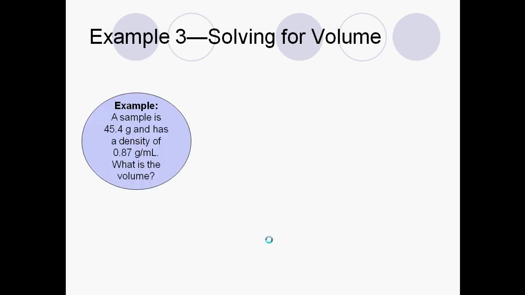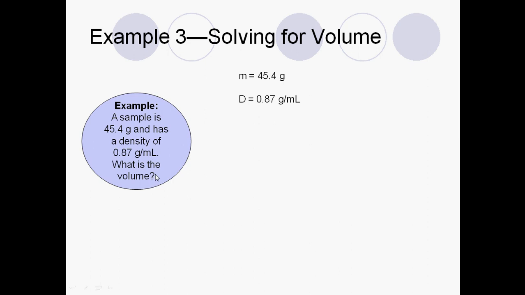Third example, we're going to be solving for volume. So here it says a sample is 45.4 grams. We know that's our mass. Has a density of 0.87 grams per milliliter, so we know that's our density. Again, looking at labels, we know this is mass, even if they don't tell us that, and this is density because of the grams per milliliter.